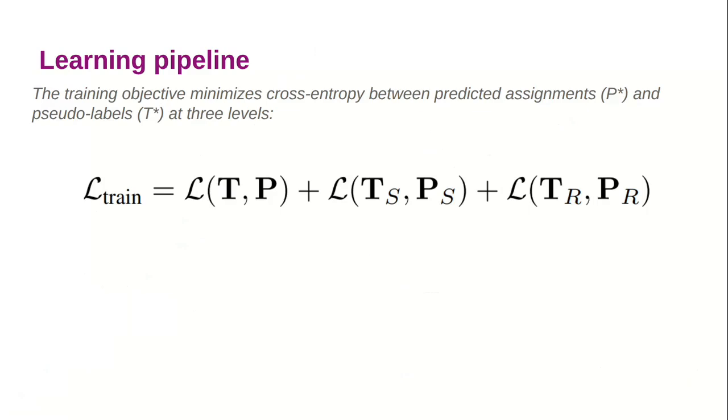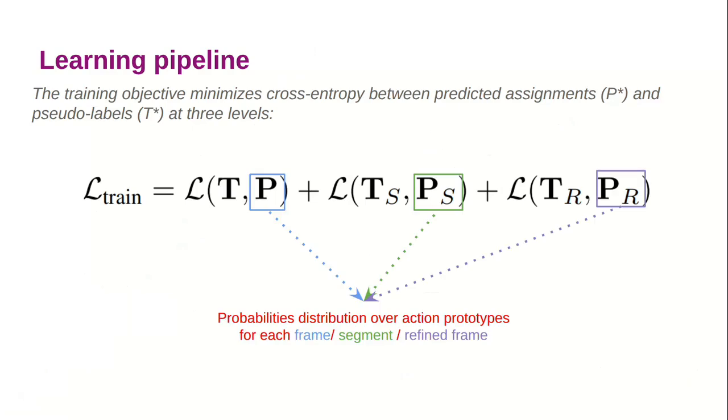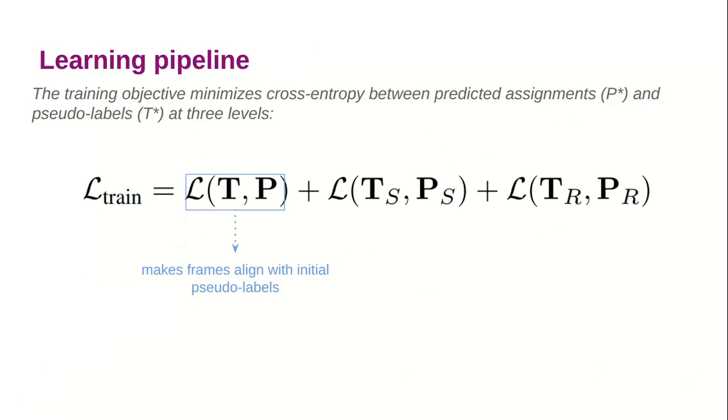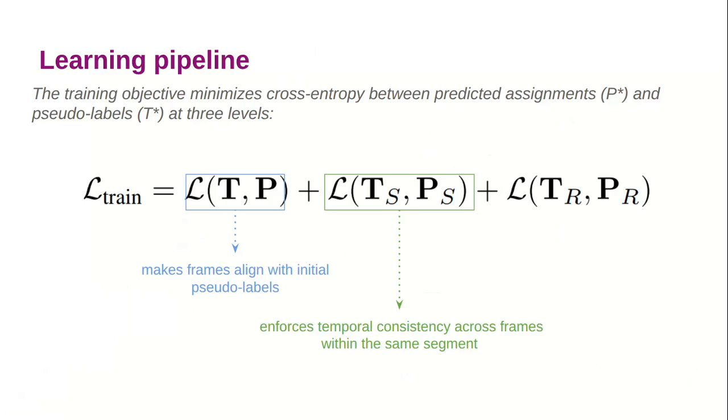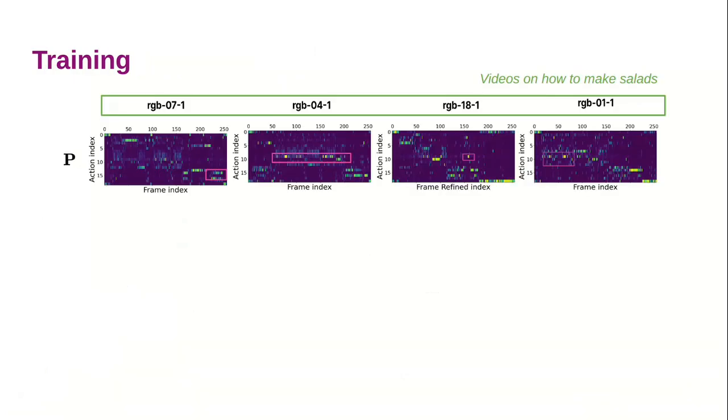This is our training pipeline. The loss is defined as the sum of three cross-entropy terms. Here, P always represents a probability distribution over action prototypes at the frame level, the segment level, or the refined frame level. At the frame level, the loss makes individual frames align with initial pseudo-labels. At the segment level, the loss enforces temporal consistency, so frames in the same segment stay coherent. Finally, at the cross-attention level, the loss refines both embeddings and pseudo-labels, closing the loop between frames and segments.